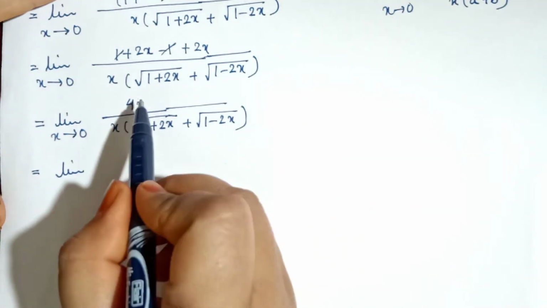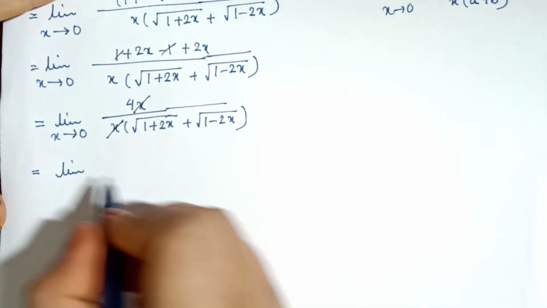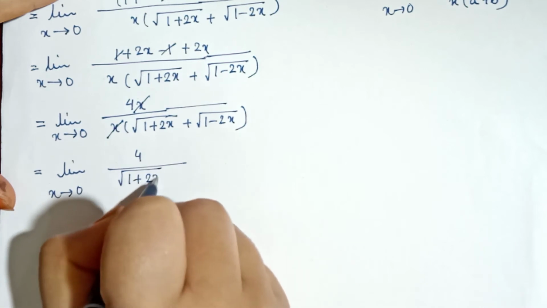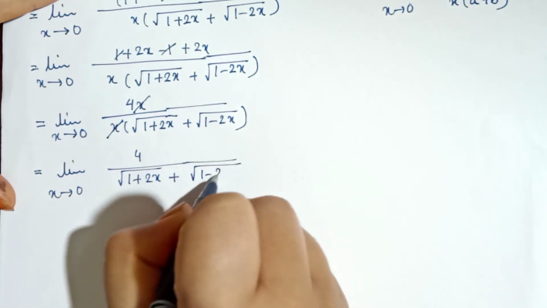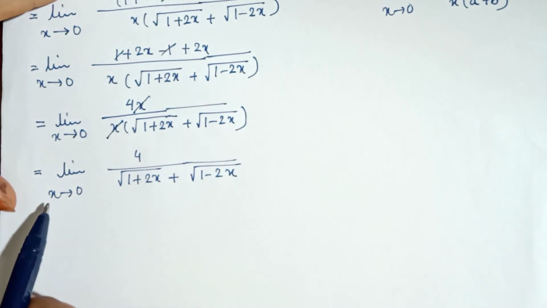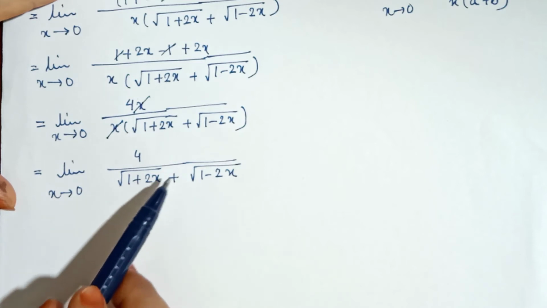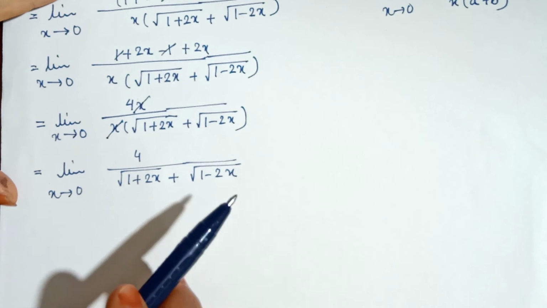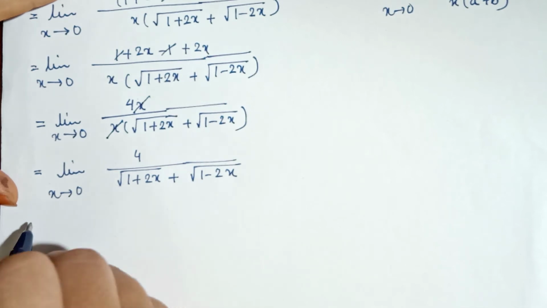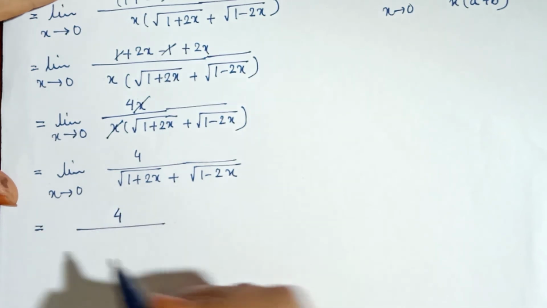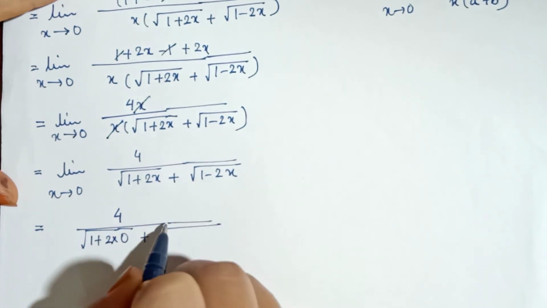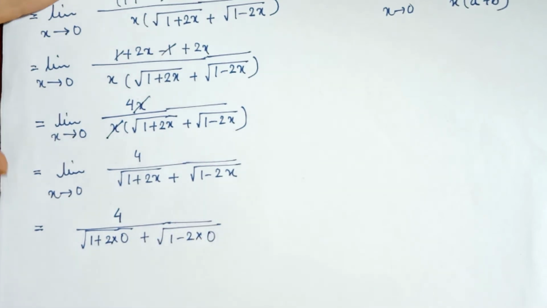Now you can see that we can cancel the term x. So after cancellation, the remaining values are 4 divided by root over 1 plus 2x plus root over 1 minus 2x. Now you can see that if you directly substitute the value x equal to 0 here, it will not give you 0 by 0 format or divided by 0 format. So now we can directly use the value x equal to 0 here. So 4 divided by root over 1 plus 2 into 0 plus root over 1 minus 2 into 0.